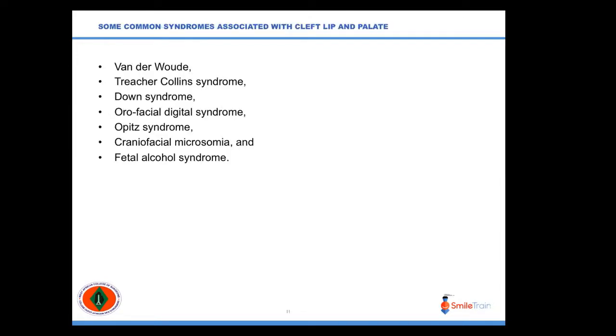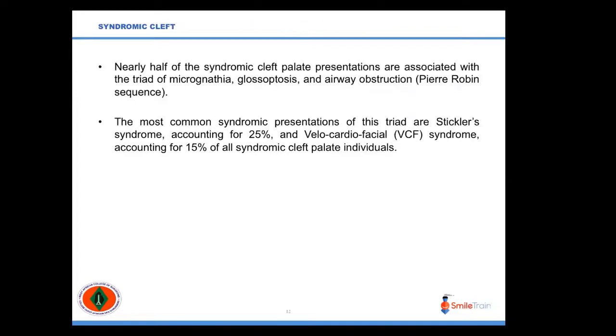And what are these common syndromes that are associated with cleft lip and palate? They are Van der Woude, Treacher-Collins syndrome, Down syndrome, orofacial digital syndrome, optic syndrome, craniofacial microsomia, and fetal alcohol syndrome. There are so many syndromes, but these are the commonest ones that are associated with cleft lip and palate.